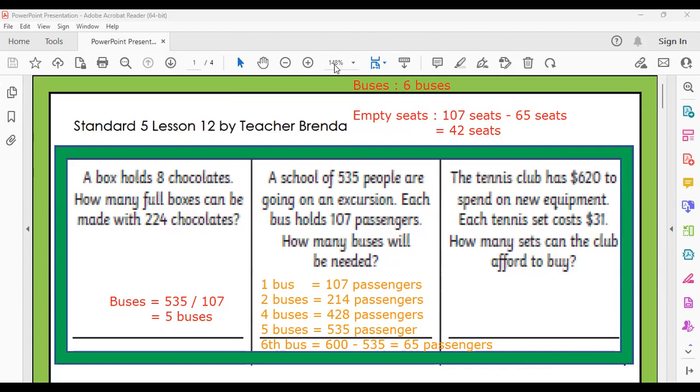All right. Okay, guys, let's go to question 3. If not, we will be lingering. I don't know whether you can even do 10 questions in a day. Okay, the tennis club has 620. Why am I reading? Sudarshan, you read now. The tennis club has.